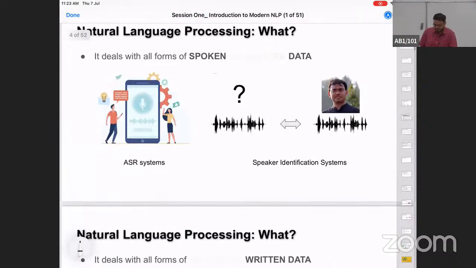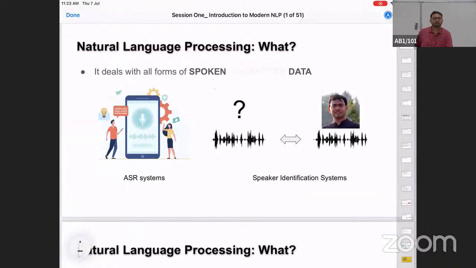A very simple question could be, what are the different forms of spoken data, and maybe some illustrative examples of that spoken data. One of the very popular systems that we use these days, which uses spoken data, is the ASR system, the automatic speech recognition system. Siri is one example, Alexa is another example, Google Assistant is another example.